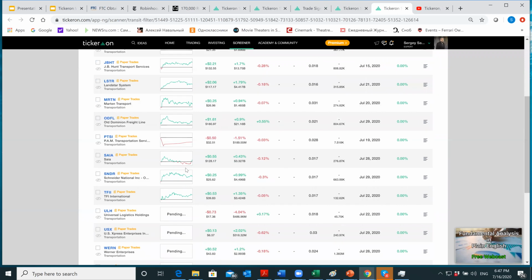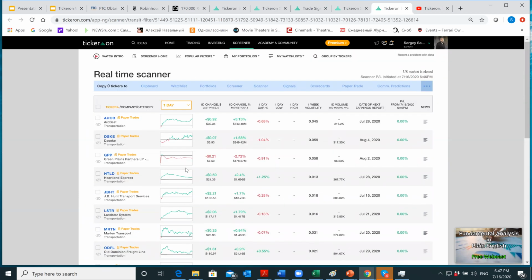And as you can see, this is the performance of every single stock as of today. But tomorrow is going to start right here. It's going to start sketching these charts for you, okay? It's going to show you 1 day low, 1 day high, and all this information, okay?